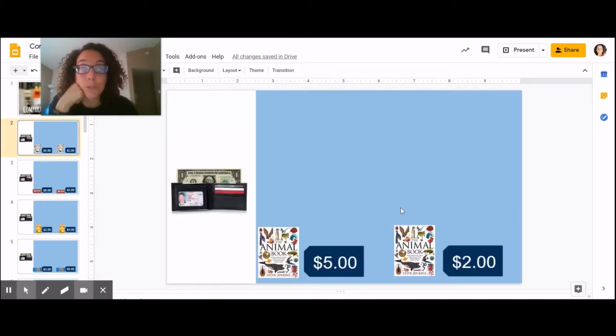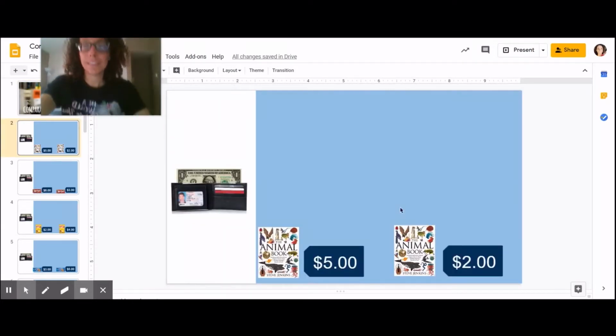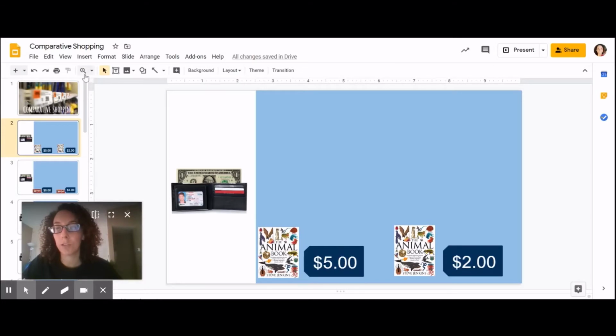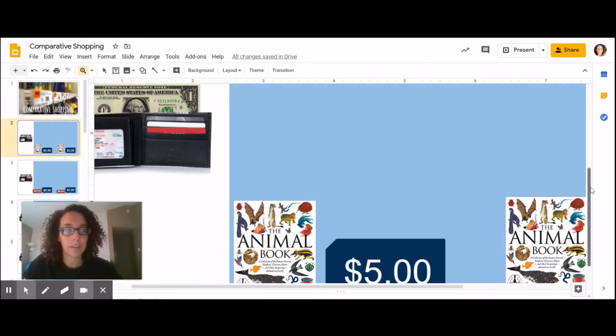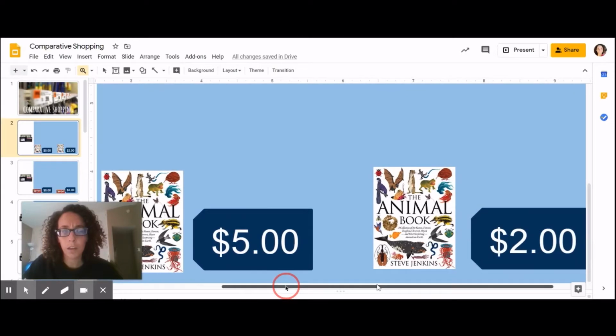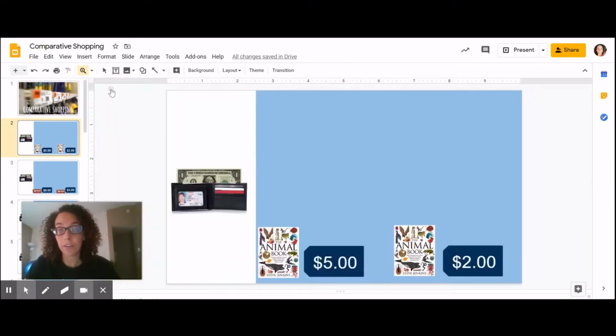Let's look at our first one together. So this says we're looking at buying an animal book. Ooh, let me bring it closer for you. Here's what we're buying. And you can see they're both animal books, but one costs $5 and the other one costs $2. But which one's smaller? Which one's less money? Well, let's figure it out together.